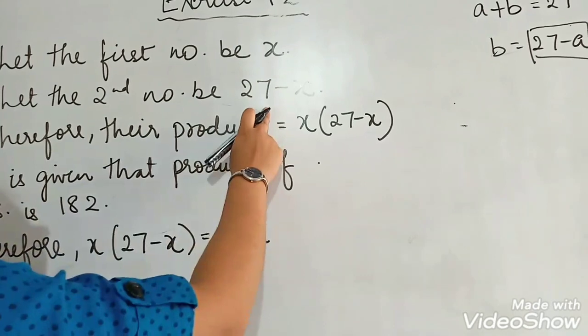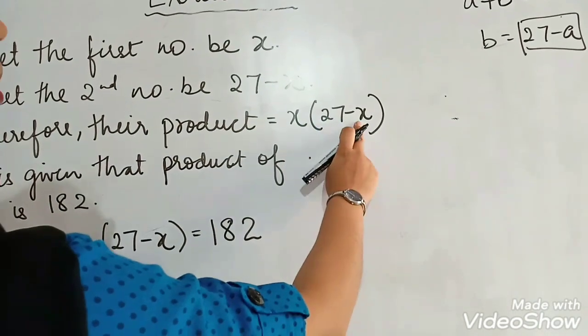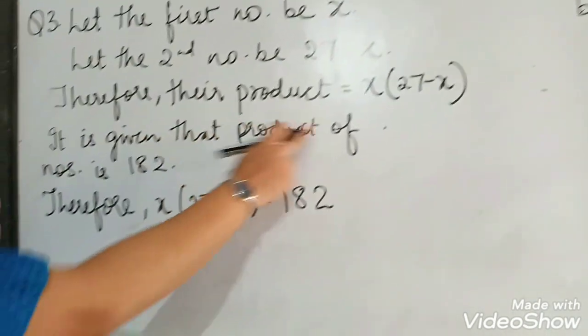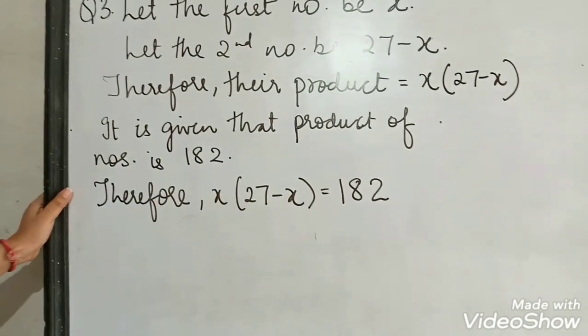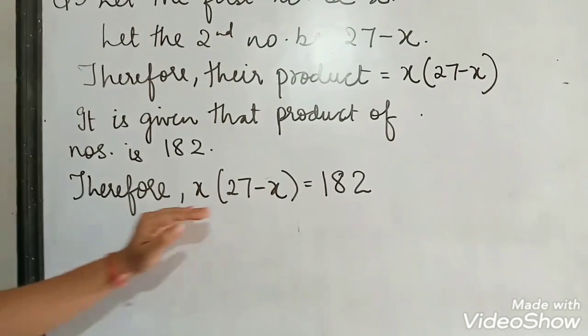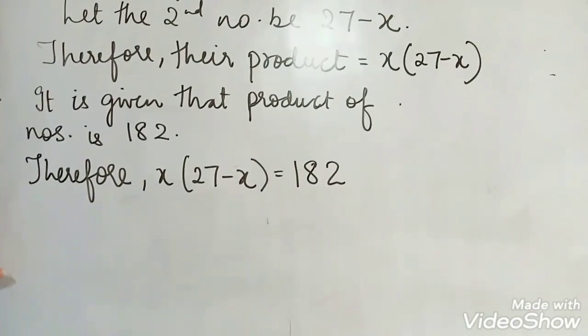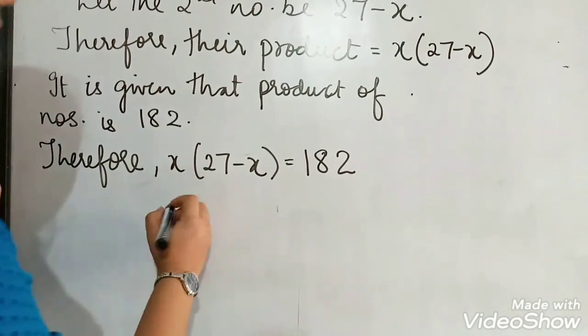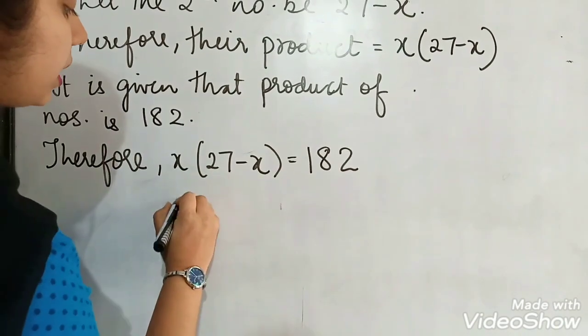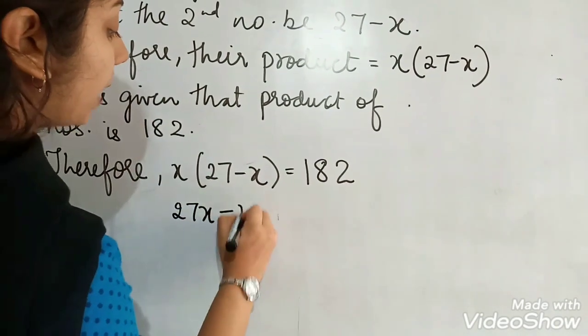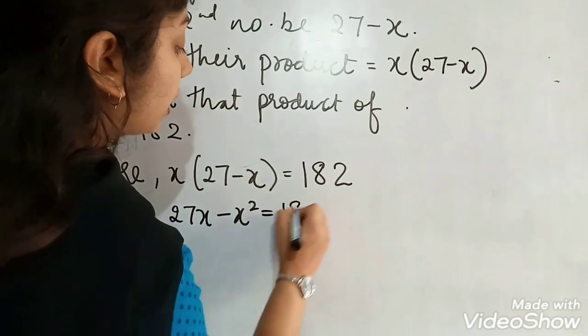These two numbers will be in multiplication. So this will be x and 27 minus x. It is already given that the product of the numbers is 182. So over here, x multiplied by 27 minus x will give you the number 182. Let us solve this part. This will be x multiplied by 27, which is 27x minus x squared equals 182.